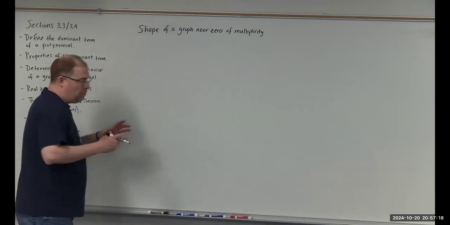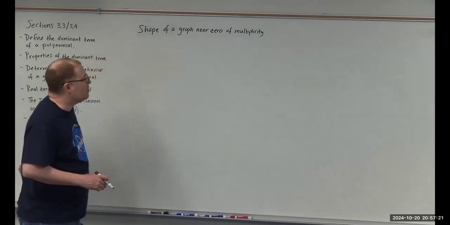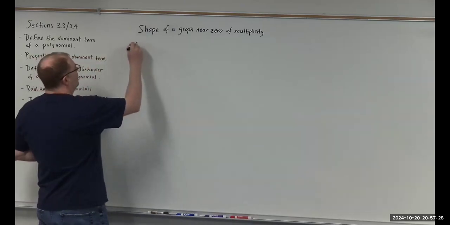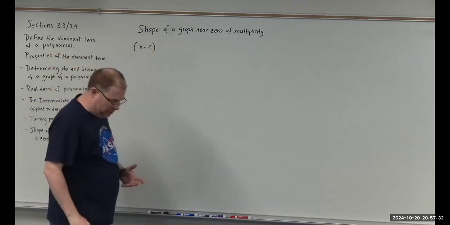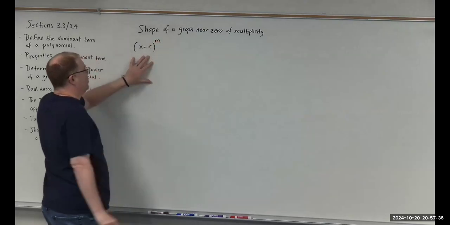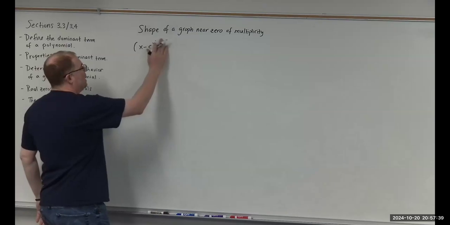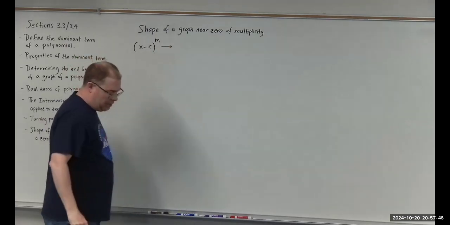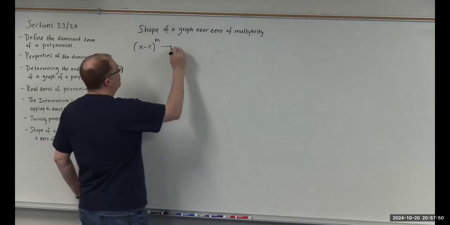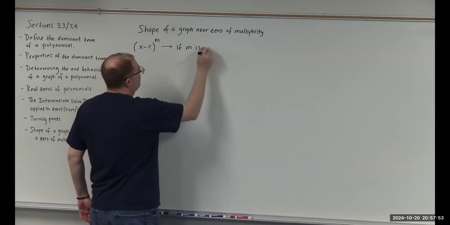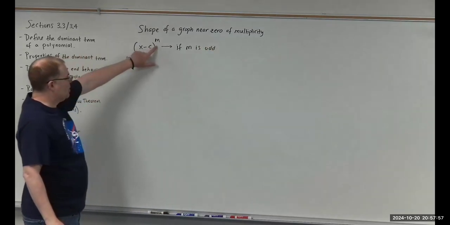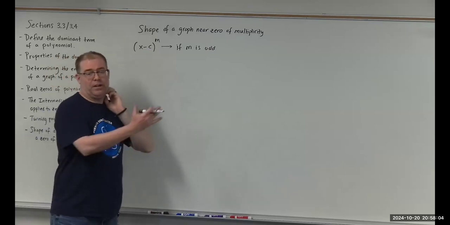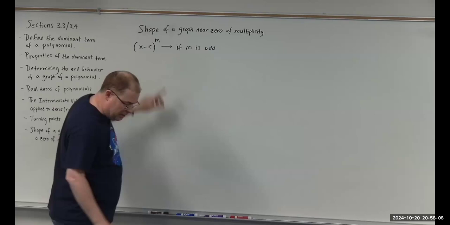All right. So this is going to basically focus on the factors of a polynomial. So let's say you have a polynomial, and let's say that you factor it. Let's look at something like this in general. Suppose that we have a factor that looks like x minus c to some power, let's say m. All right, so the rule: if m is odd, then this is going to tell us that the graph of that polynomial is going to penetrate or intersect the x-axis at c, okay?